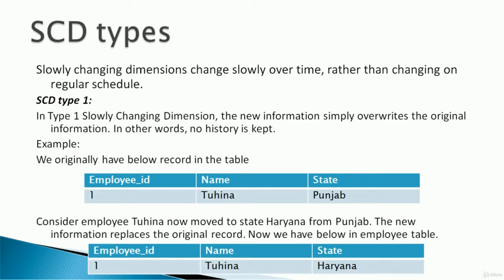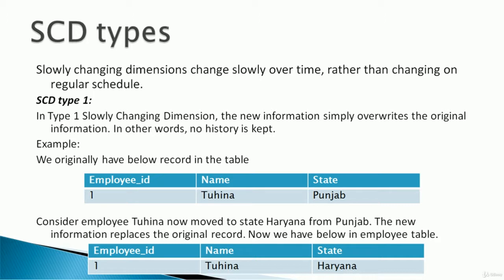In type 1 slowly changing dimension, the new information simply overrides the original information. In other words, no history is kept. So if data is changed in the slowly changing dimension, then the new record replaces the original record, and this is the main disadvantage of this SCD type 1, that we cannot maintain history while we handle the slowly changing dimension using type 1.